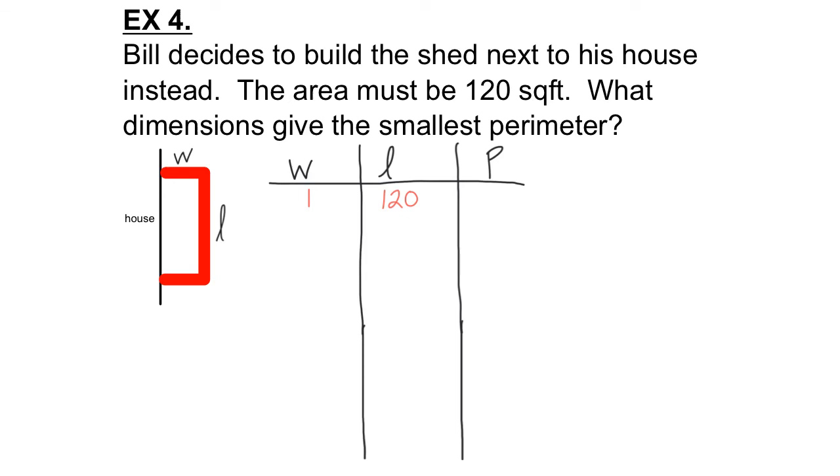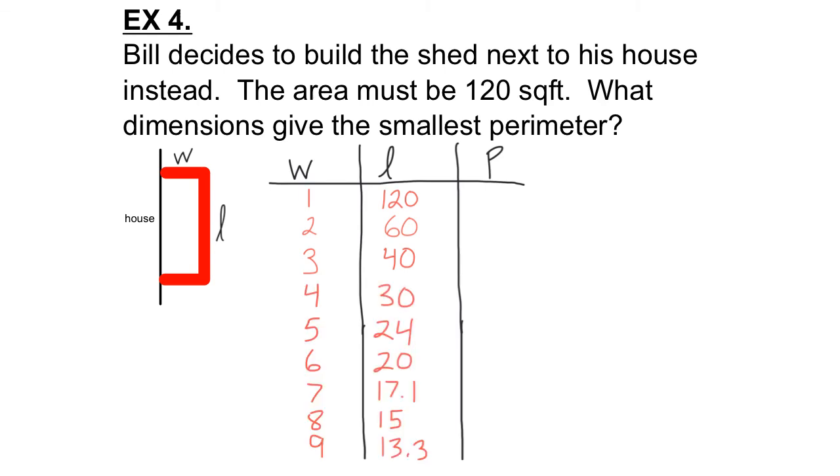So let's try another possibility. What if the width was 2 feet? What would the length be? Well, 2 times something has to be 120, so that something is 60. So another possibility is a 2 by 60 shed. You can go through the same process. If the width was 3, the length would have to be 40. And you can just keep going and going and going. So eventually you'll have a list, and I stopped at 9, but you could keep going.